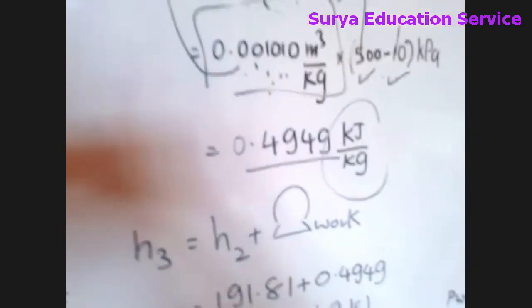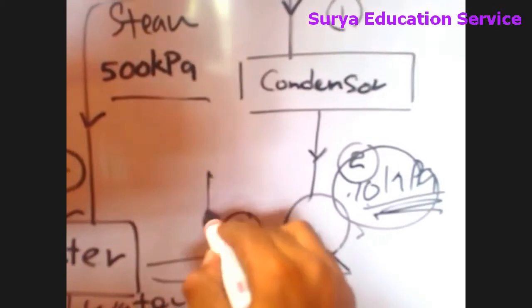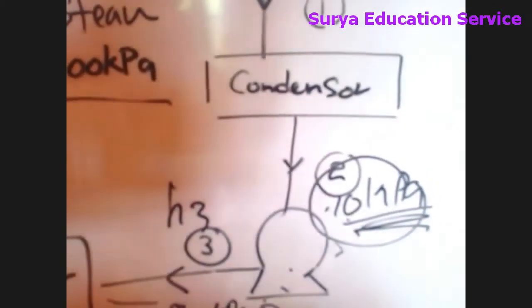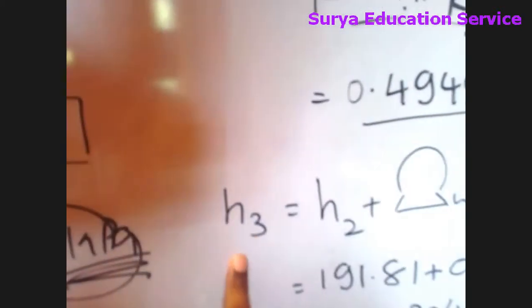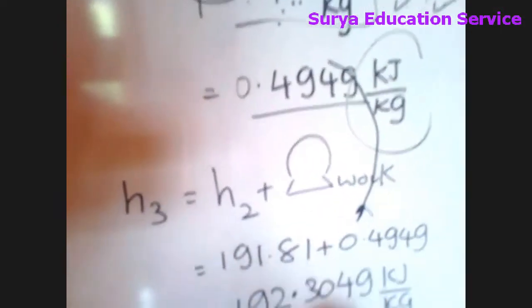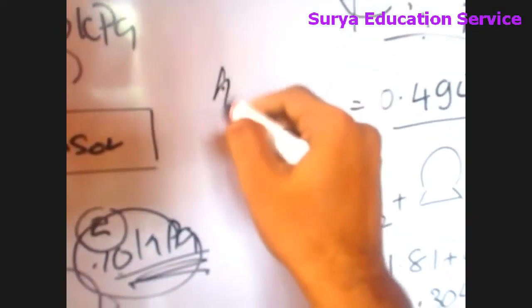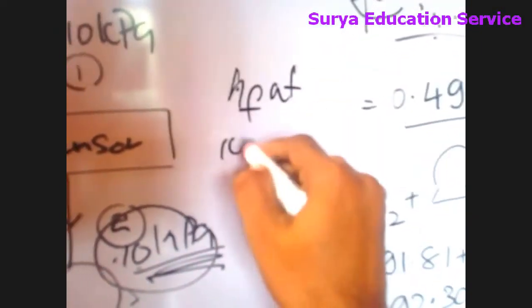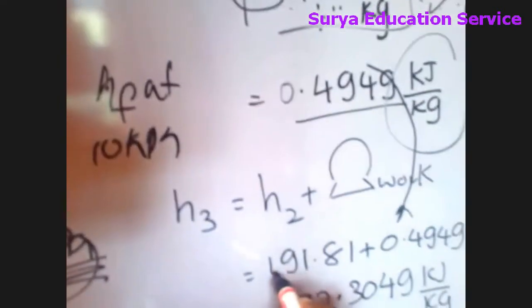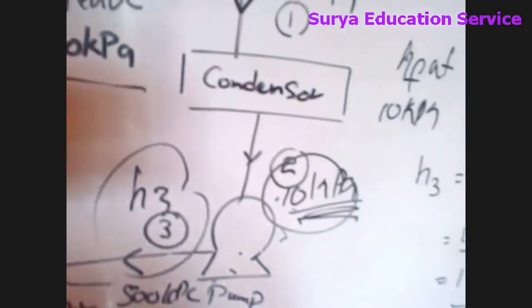So if you know that pump work, and you need to find the enthalpy here, the enthalpy here is H3. So what is that H3? H3 equals H2 plus that pump work. This we calculated, right? H2 you can also find, that is the enthalpy of water, the HF line at 10 kPa, so that is 191.81. Plus this pump work, that is the enthalpy H3, the enthalpy of water here. So that is the scenario.